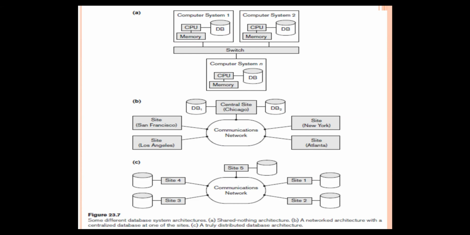First one is shared nothing architecture. Second one is networked architecture with a centralized database at one of the sites. The third one is a truly distributed database architecture.